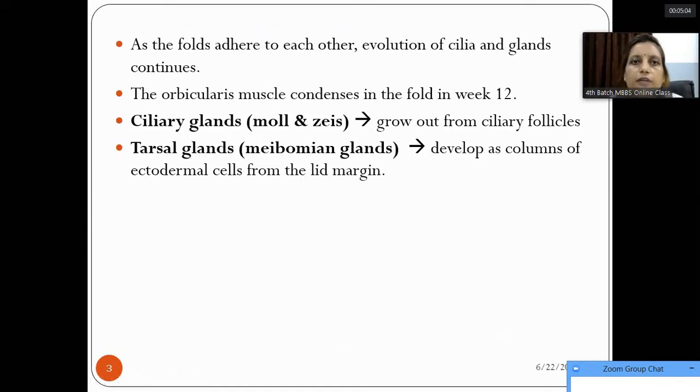As the folds adhere to each other, the development of the cilia and glands continues. The orbicularis oculi muscle is contained in the fold by the 12th week, and the ciliary glands, that is the glands of Moll and Zeis, grow out from the ciliary follicles. The tarsal glands, which are called the meibomian glands, develop from a column of ectodermal cells from the lid margin.